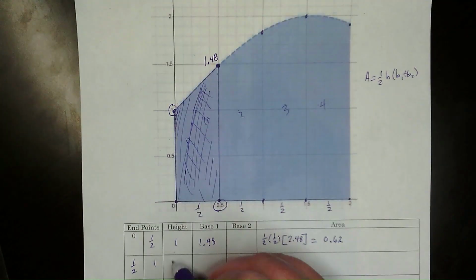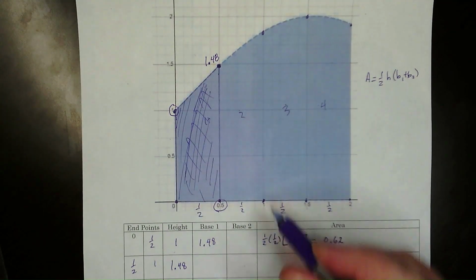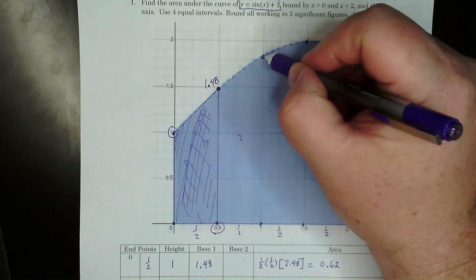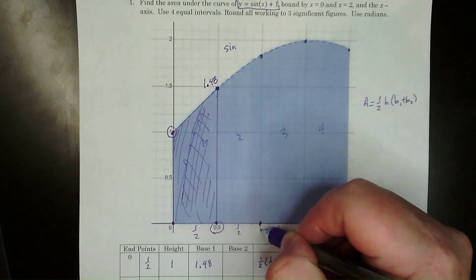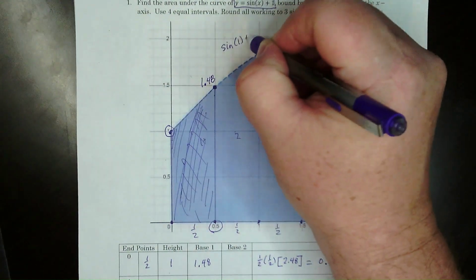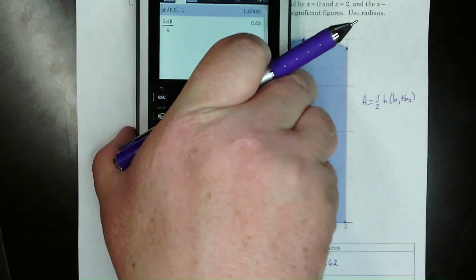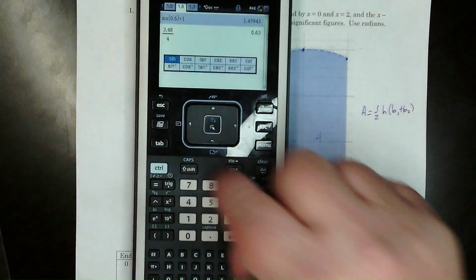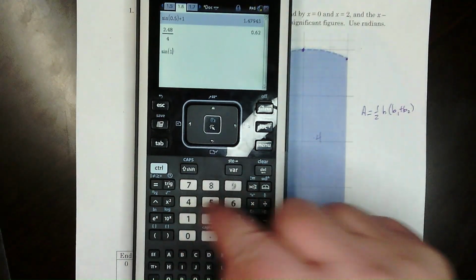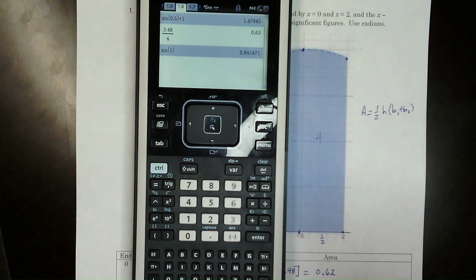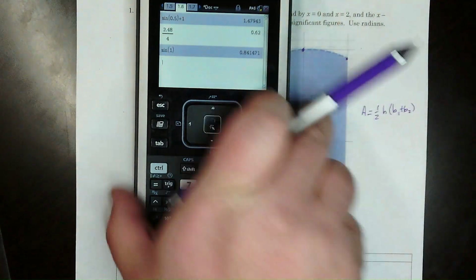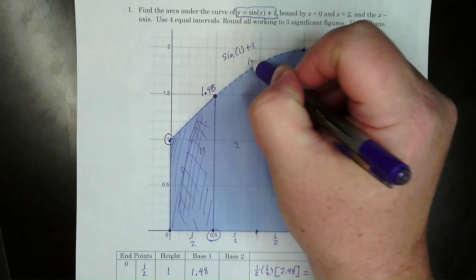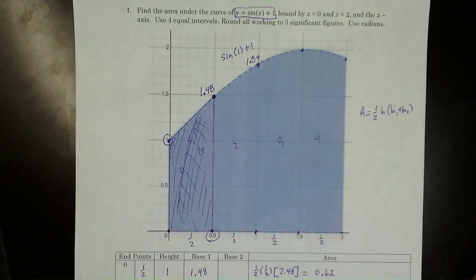We know the first height is 1.48. Now we need to figure out what is the point right here. To do that, we're going to do the sine of 1 plus 1. So sine 1, and we'll just add 1 in our head. 1.841, so 1.84. Let me double check that. Yep, 1.84.